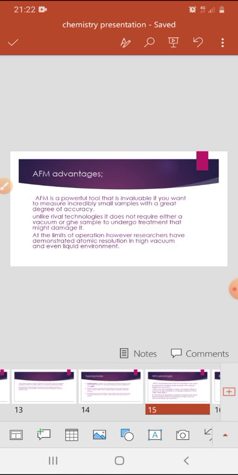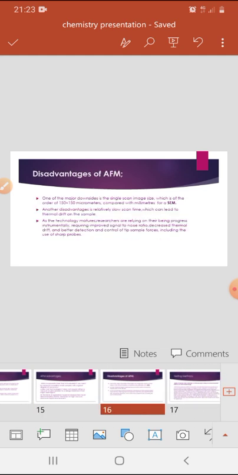And now, advantages of AFM. AFM is a powerful tool that is invaluable if you want to measure incredibly small samples with a great degree of accuracy. Unlike rival technologies, it does not require either a vacuum or the sample to undergo treatment that might damage it. At the limits of operation, however, researchers have demonstrated atomic resolution in high vacuum and even liquid environment.